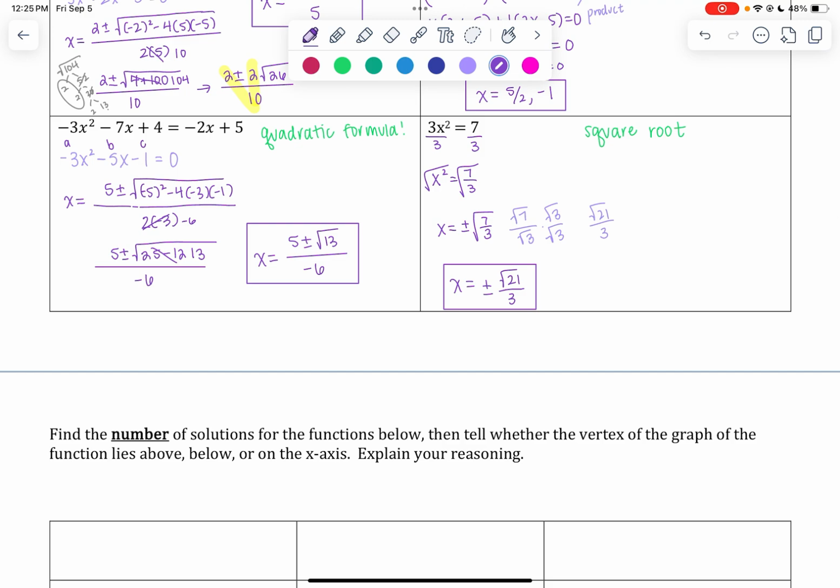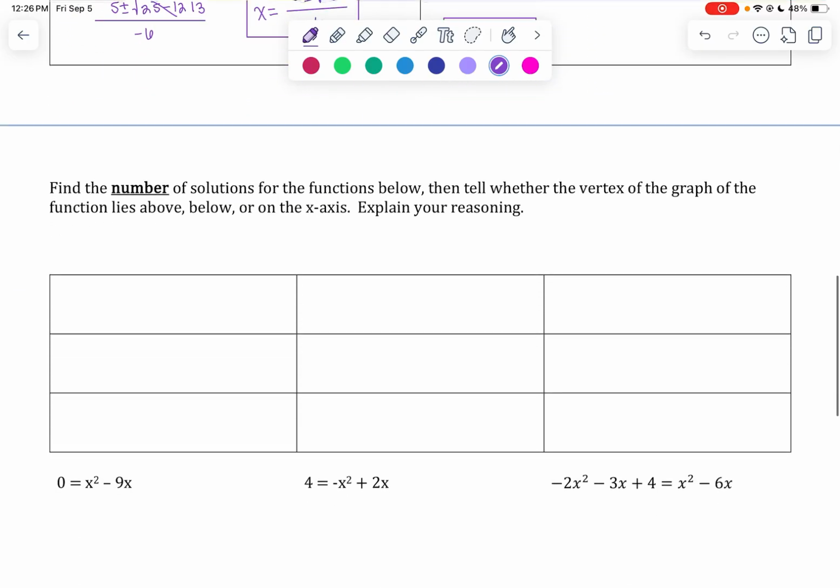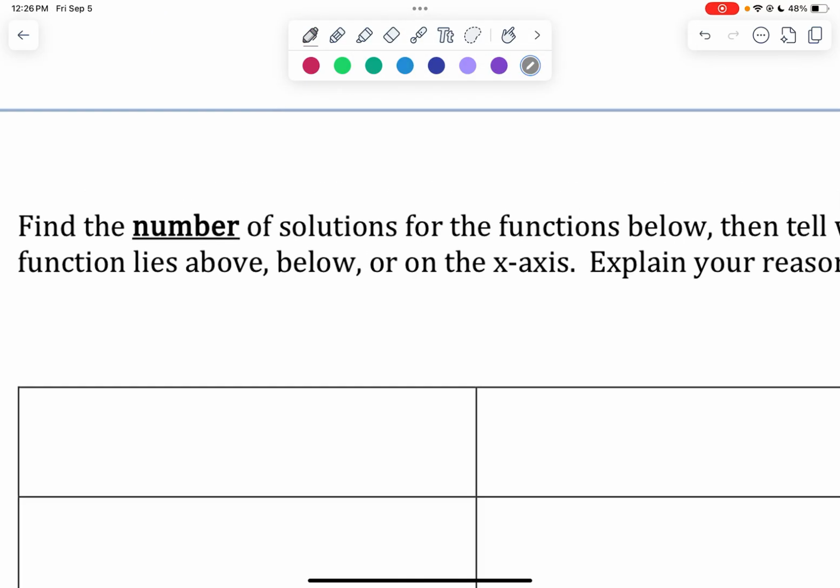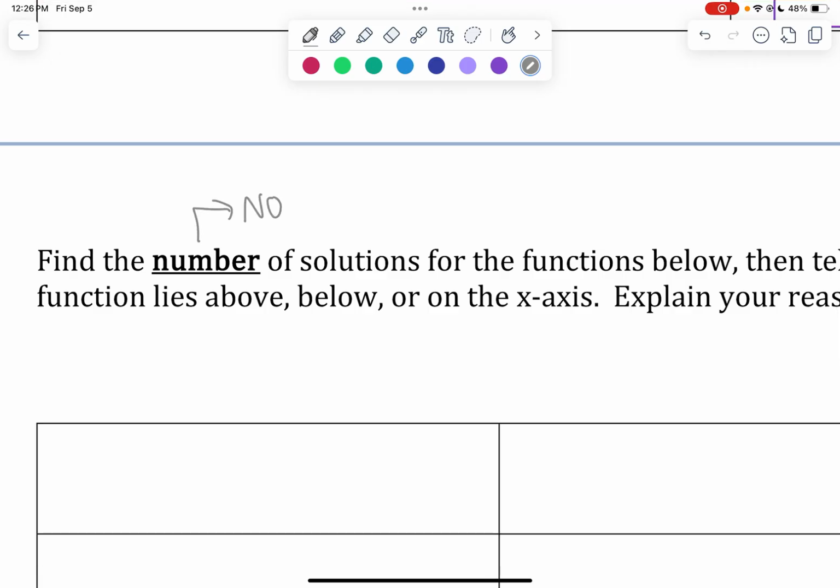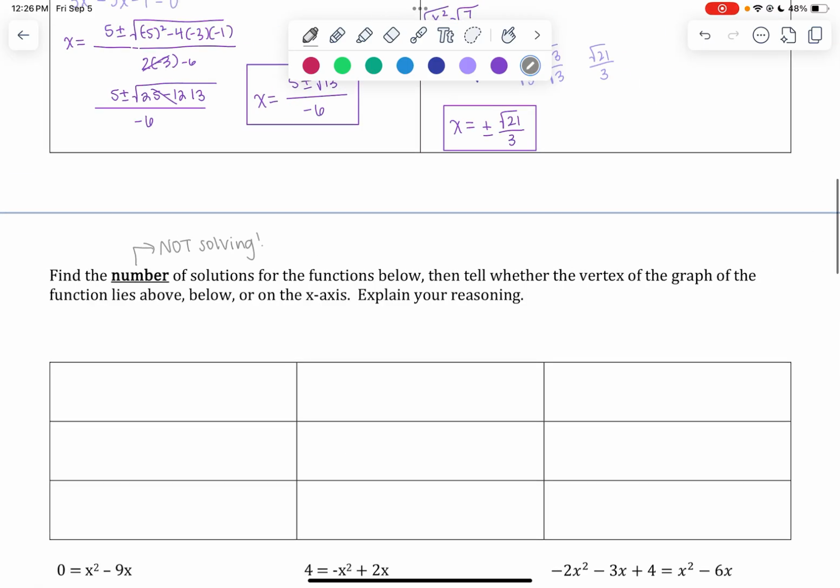Now, quadratic formula can tell you a lot about an equation. It's just kind of a pain to do the whole thing. So down here, this just says find the number of solutions for the functions below. Okay, number of solutions. That means that you don't need to solve it. You just need to find the number of solutions. So right here, you can make a little note. We're not solving. Number of solutions just means, is there 0 solutions? Is there 1 solution? Is there 2 solutions? Okay.